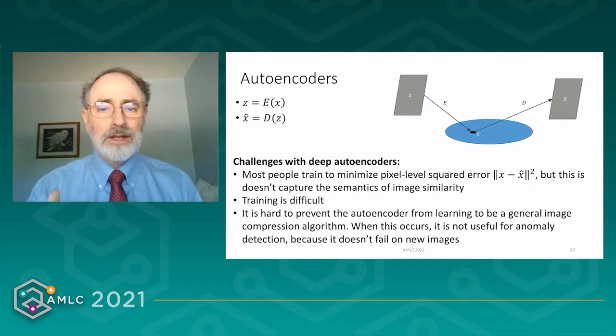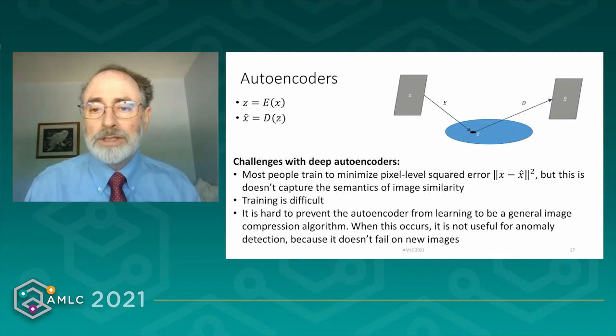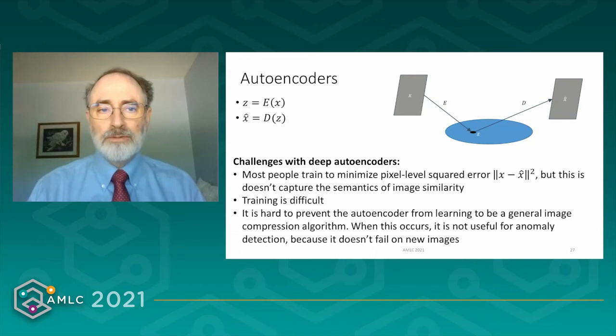I guess another weakness is that it's not obvious that using, say, squared pixel-level reconstruction error is the right thing to use, because it really doesn't capture the semantics of image similarity. And people also find that training these is difficult. Although variational autoencoders have made it easier, it's still quite hard. And as I say, it's hard to prevent an autoencoder from becoming a general image compression algorithm.